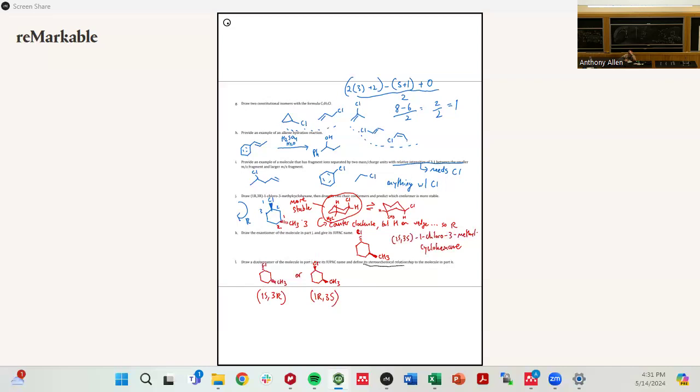And then the molecule in part K, equals 1-methylcyclohexane. So 1S3S is also a what to 1S3R? And 1S3S is also a what to 1R3S? Diastereomer. Yep.